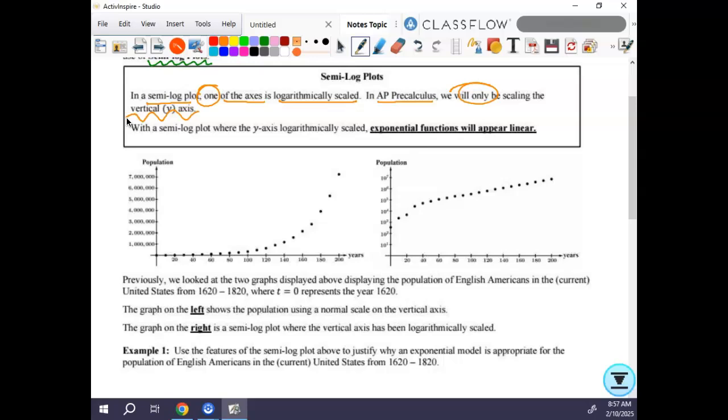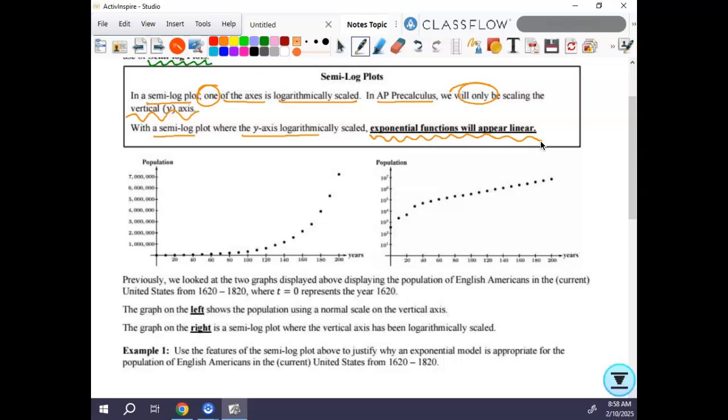That means our horizontal axis, our input or our x, is going to be equally spaced like we're used to. With a semi-log plot where the y-axis is logarithmically scaled, exponential functions will appear linear. This is basically the big takeaway from this. Exponential functions appear linear. That's how you're going to be asked a question, something about them being related to each other in some way. If you understand even the bare minimum about what we're doing, you should be able to get that multiple choice question right on the exam.